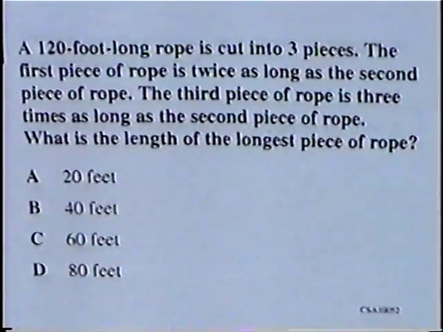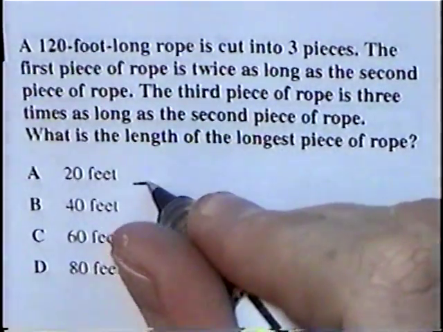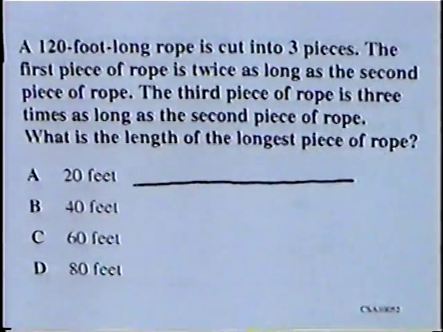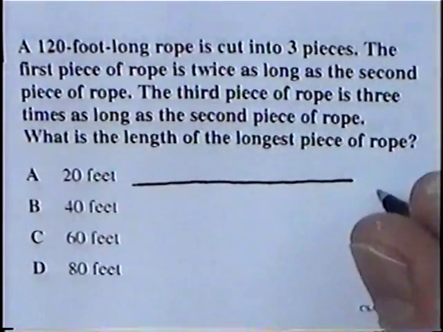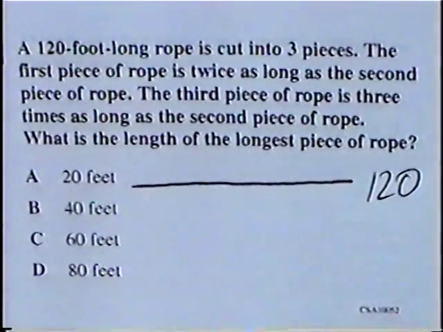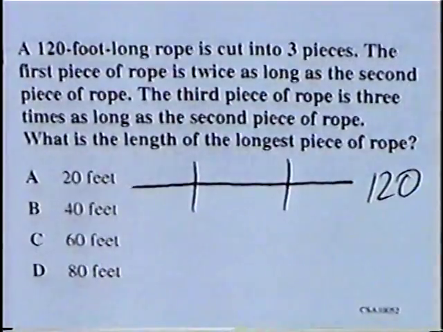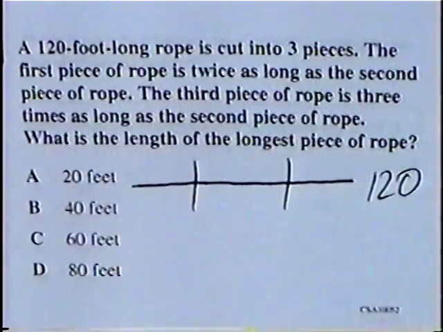To solve the rope problem and find the length of the longest piece of rope, we can first draw a picture or draw a rope. The question states that the rope is 120 feet long and the rope is cut into 3 pieces. If we make 2 cuts, we'll have 3 sections or 3 pieces of rope.